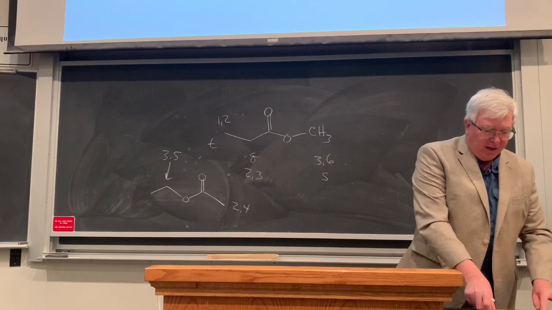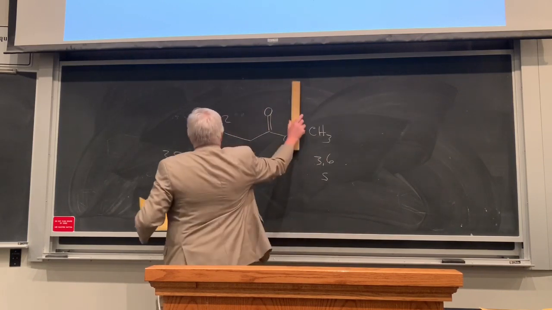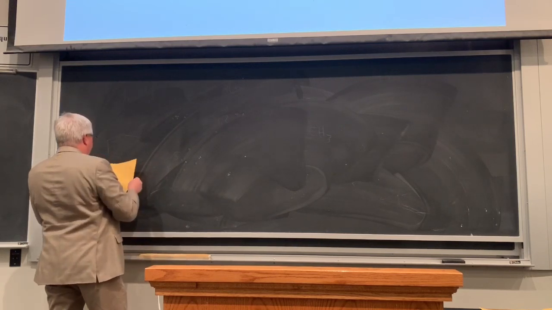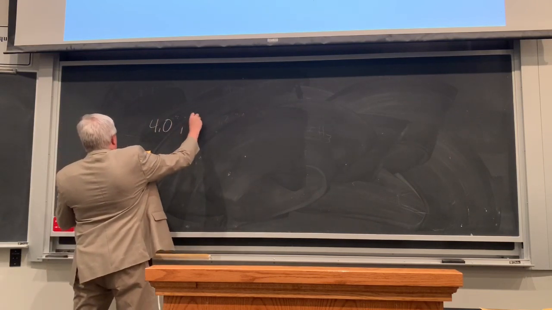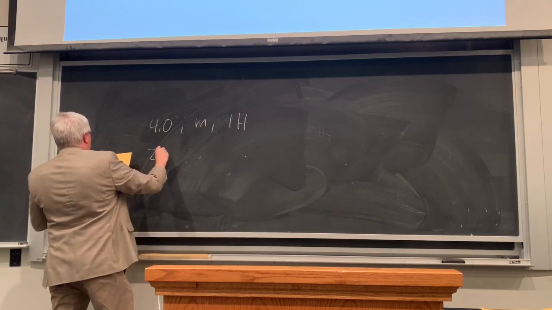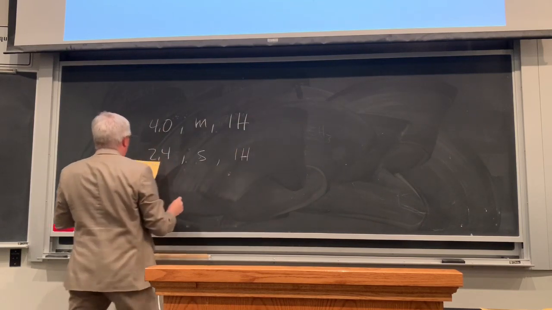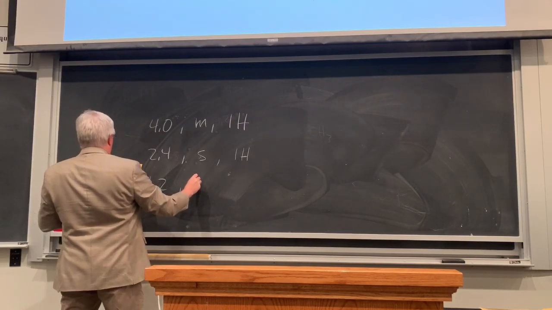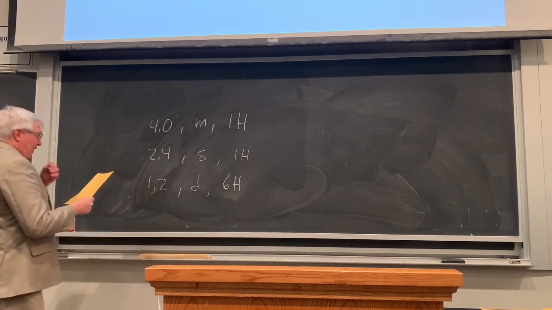All right, let's do another one here at the board, which is maybe a simpler problem. I don't know. Well, let's see if we can do it here. We've got 4.0, a multiplet, 1H, and at 2.4, we've got a singlet, also 1 hydrogen. And at 1.2, we have a doublet that has 6 hydrogens. And that's all the data we're going to give you.